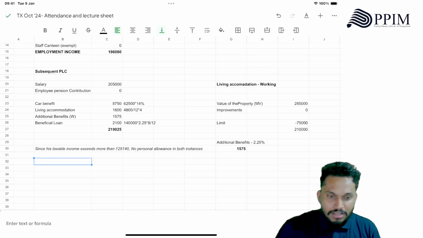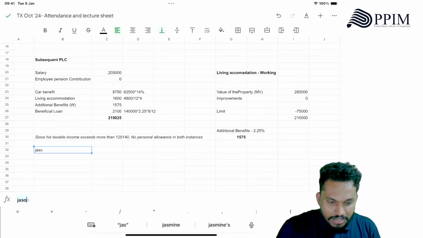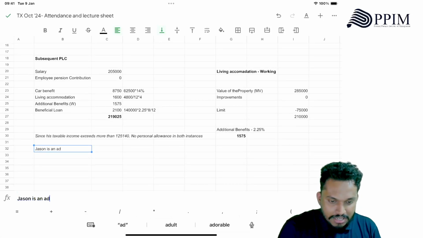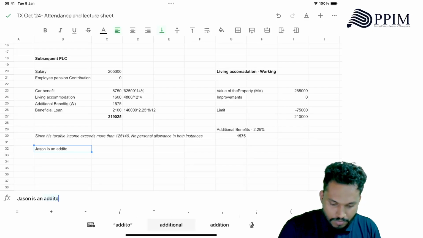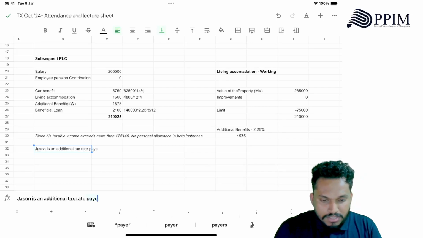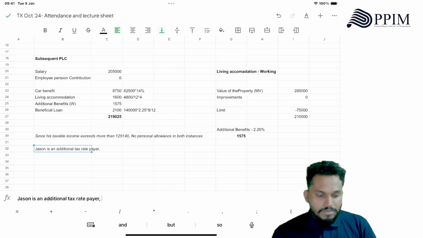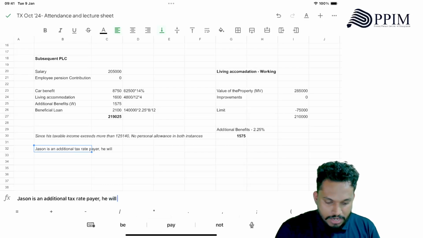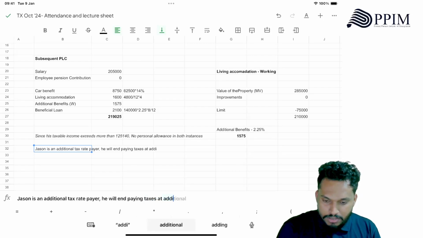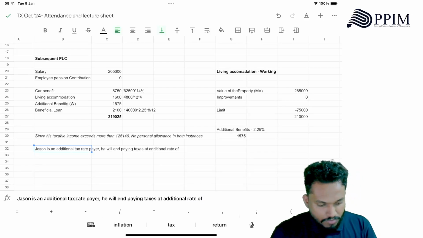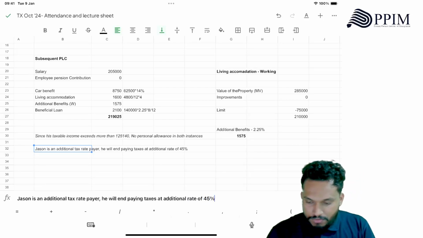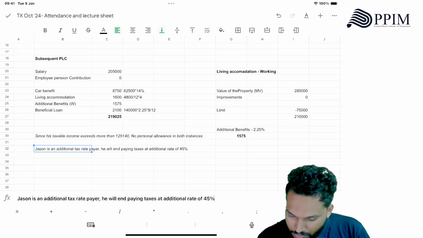So technically, who is this person? Jason is an additional rate taxpayer. So if he's an additional rate taxpayer, he will end up paying taxes at the additional rate. Additional rate of how much? 45%. Did you understand that?